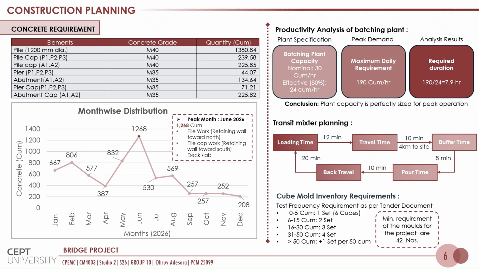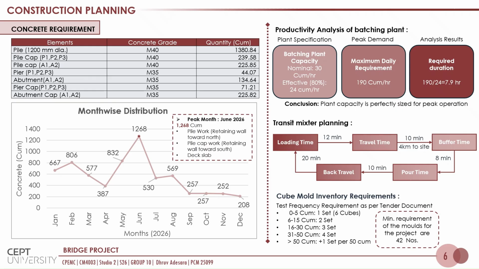To analyze the productivity of the batching plant, the peak concreting per day was determined from the MSP, and based on the efficiency of the plant, it has been determined that the batching plant is perfectly fit for the project. To maintain continuous pour, the transit mixer planning has been done, where the lead time calculation has been done to determine the requirement of transit mixers.